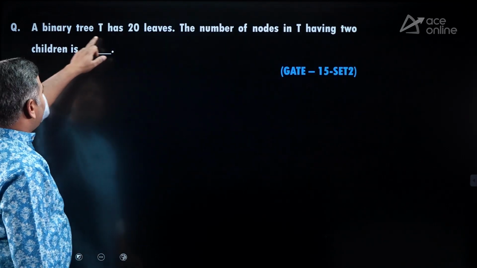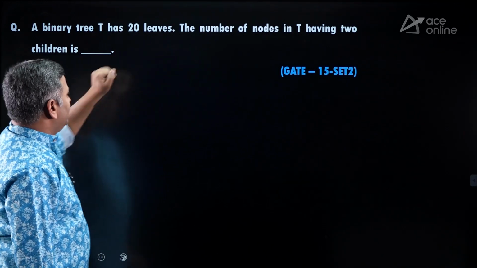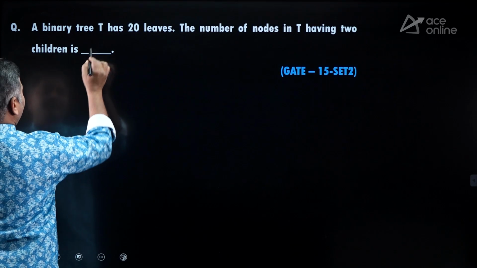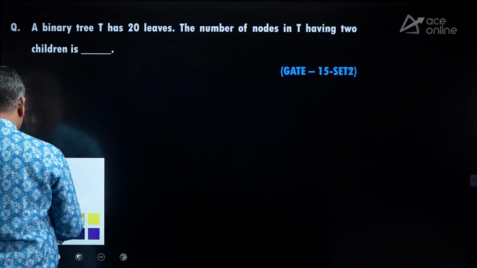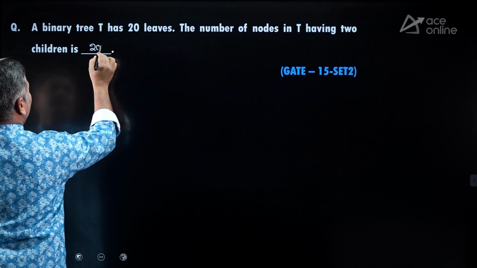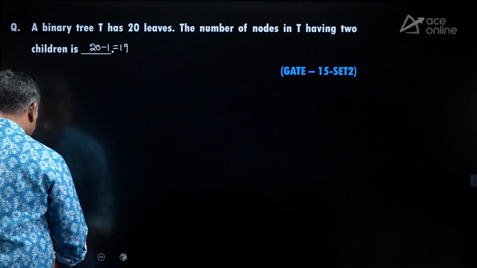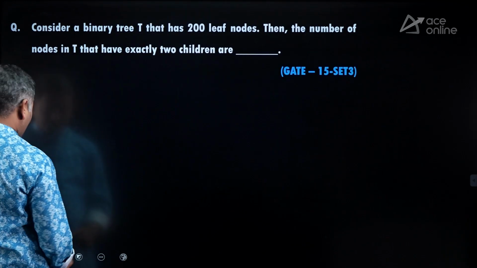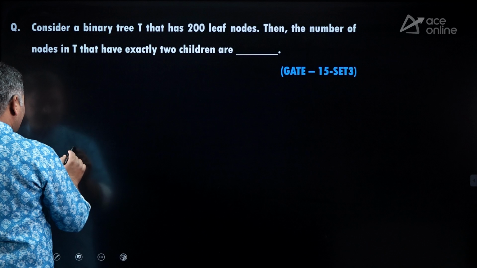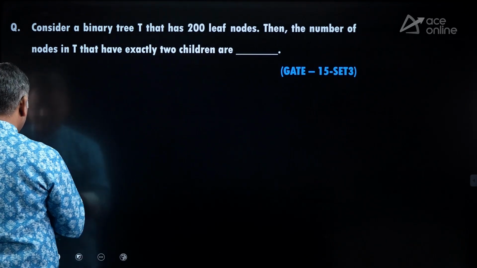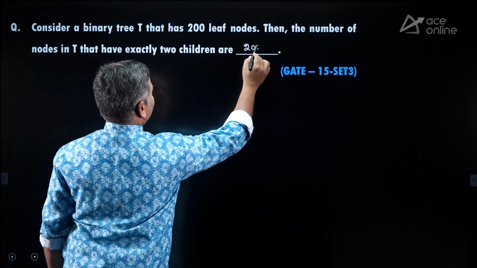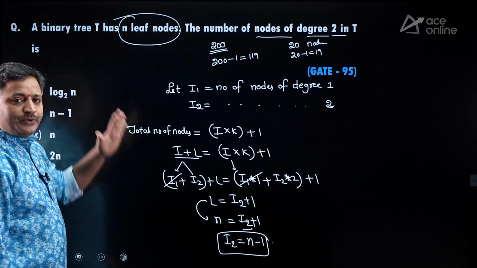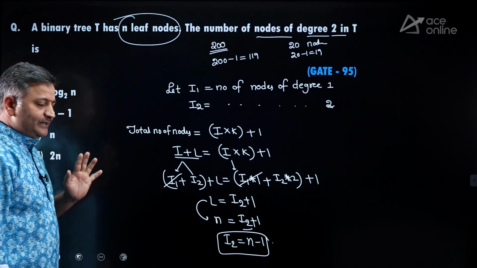See here, a binary tree T has 20 leaf nodes. The number of nodes in T having degree 2, 2 children. So it is indicating that is 20 minus 1, that equals 19. Yes, there are 200 leaf nodes. Therefore, the answer to this question is 200 minus 1, that equals 199. Right. So this is the first model you have to understand, friends. Many questions came from this model. Please remember this model.